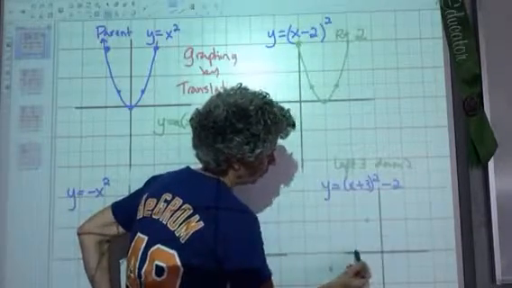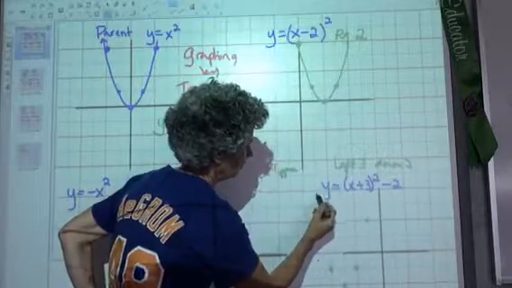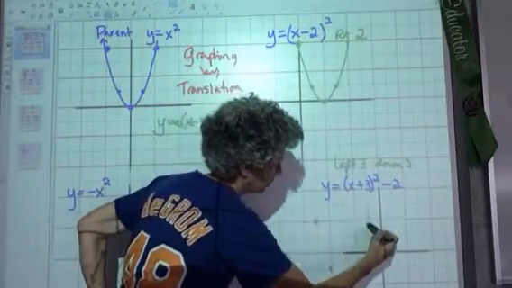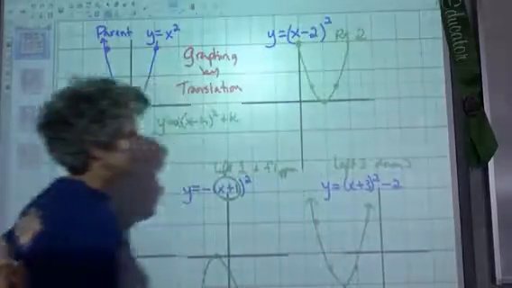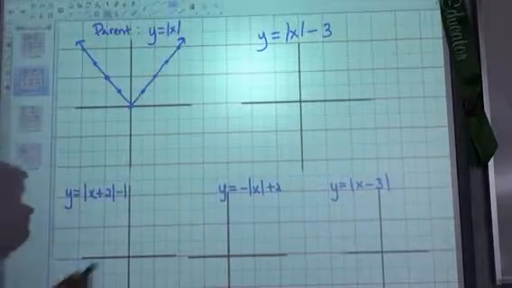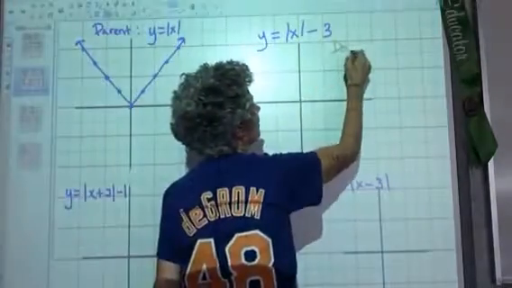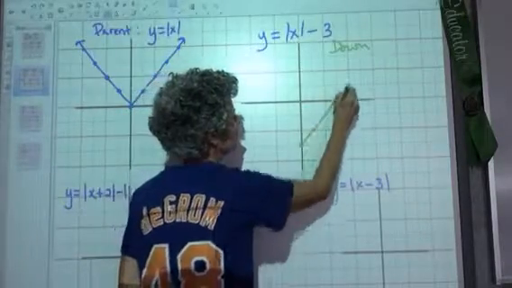You can also think about mirror points for this. Let's see here, left 3 and down 2. Okay, so you don't have to find all the points again. You want to know translation. If we had a parent graph that was an absolute value, this one would be down 3. So here now is my vertex. And then it would just go out like this.